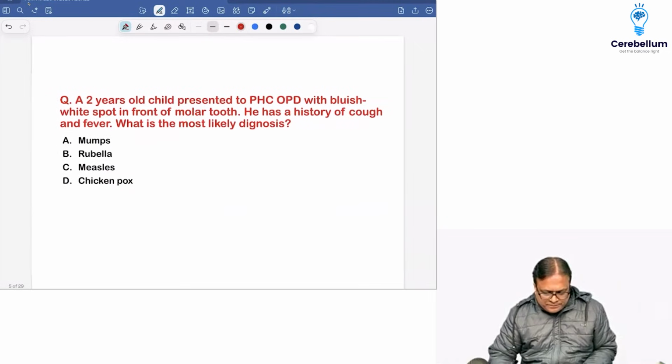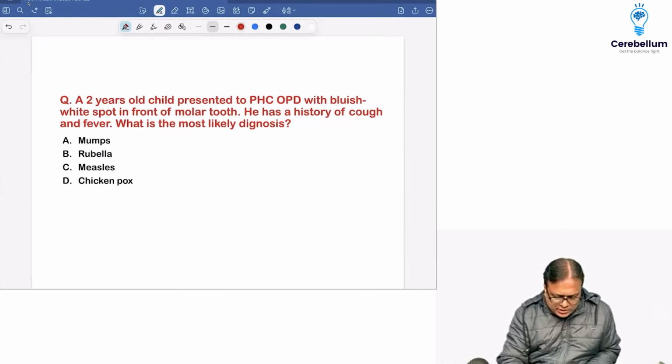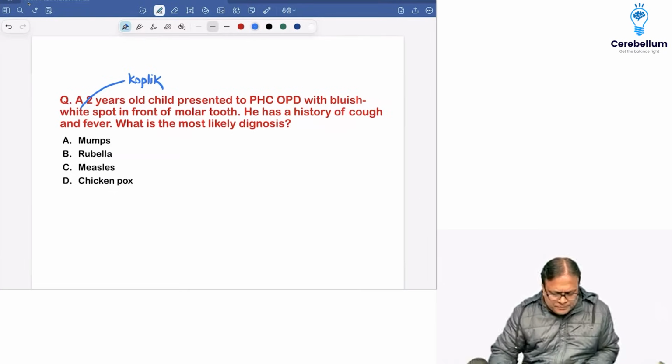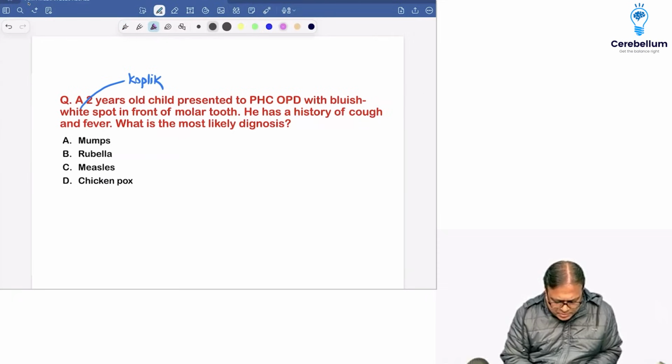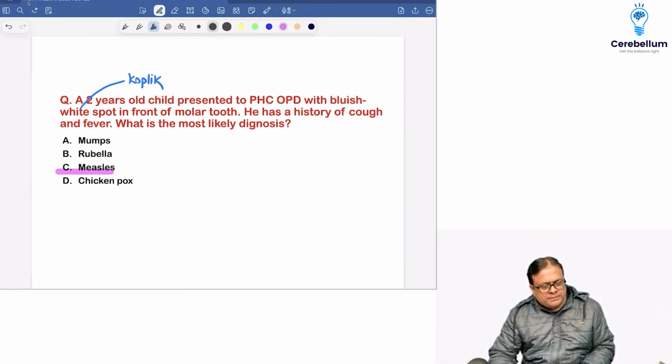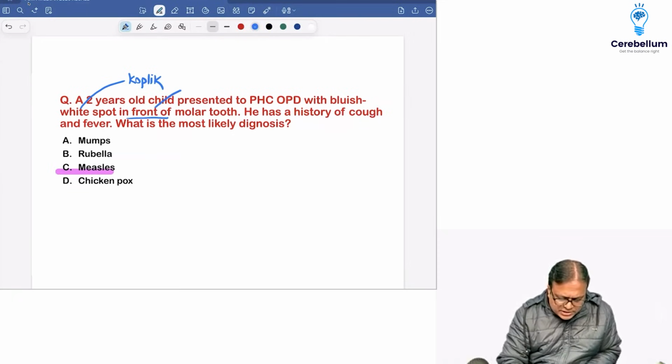So look at this question, friends. 2-year-old child, bluish white spot. So we are looking at Koplik spot opposite second molar tooth. Second was not mentioned. Students were telling me he has a history of cough and fever. Cough, fever, and even that is not required. Once they mention Koplik spot, I think 100% of you must have marked this answer correct. Yes, it is not on tooth. When they say in front of this, they are talking of buccal mucosa only.